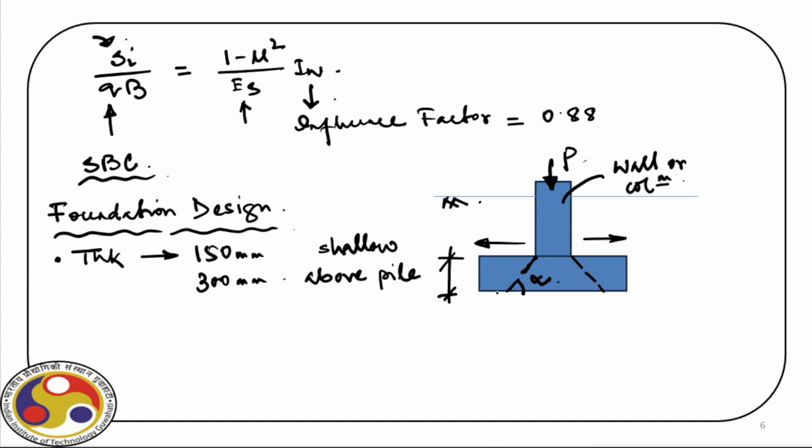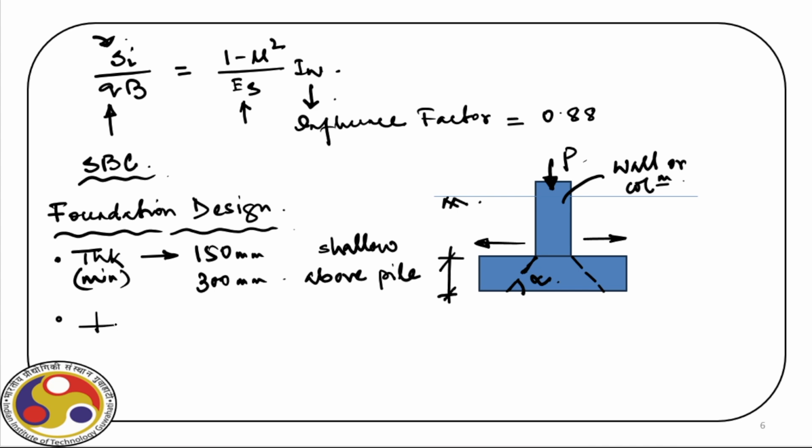So if you have, say, a pile here transferring the load below the foundation, then this thickness will be 300 millimeter, or otherwise, if you have an isolated footing, which we'll consider first, 150 millimeter is sufficient. That is the minimum. Of course, if the design requires more depth, we have to provide that. So this is the requirement for minimum thickness.